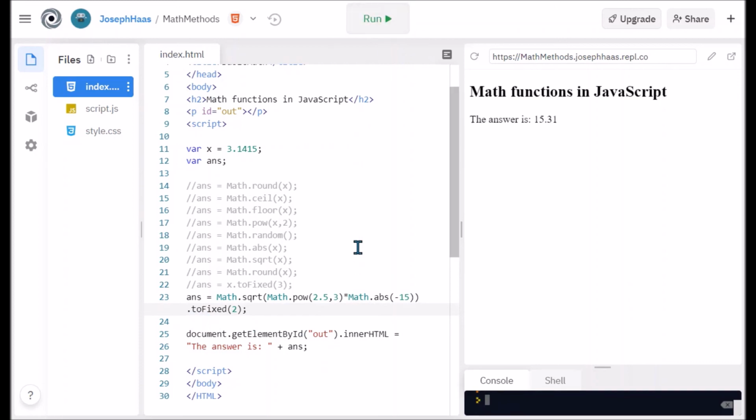Again, I made a very short video because I am giving you this link. So I would go in here and play around with these functions, make sure you understand what they do.